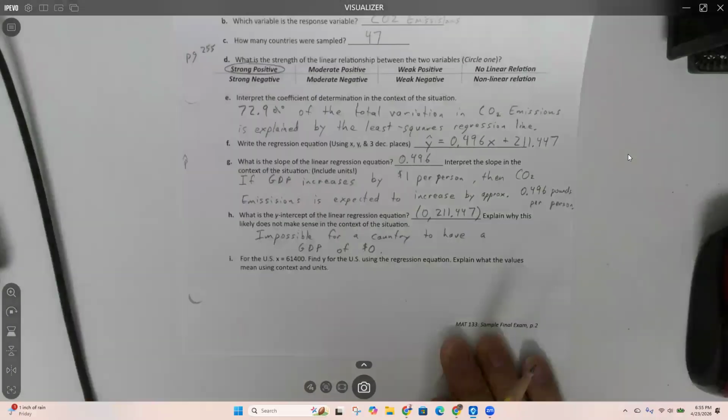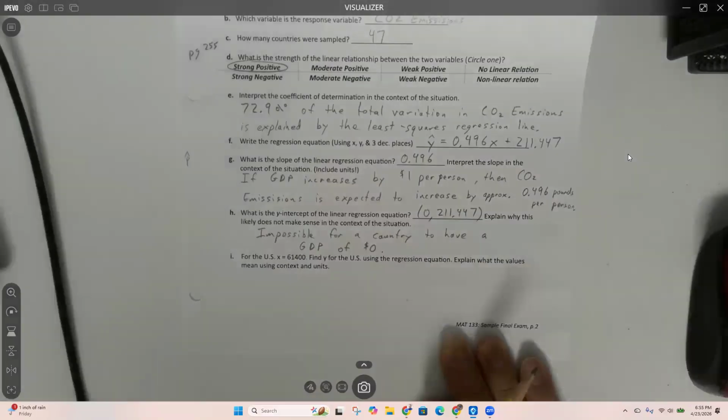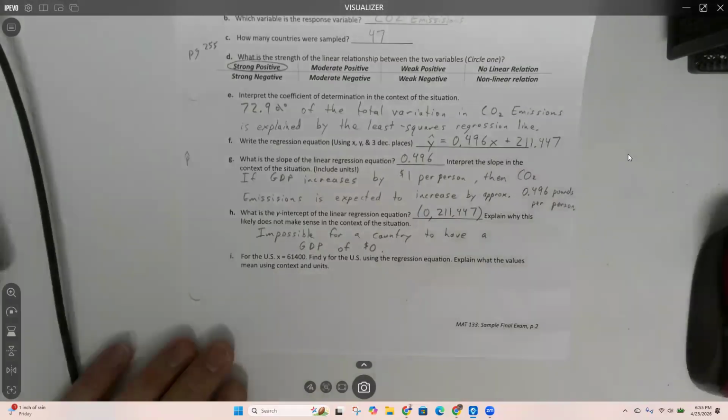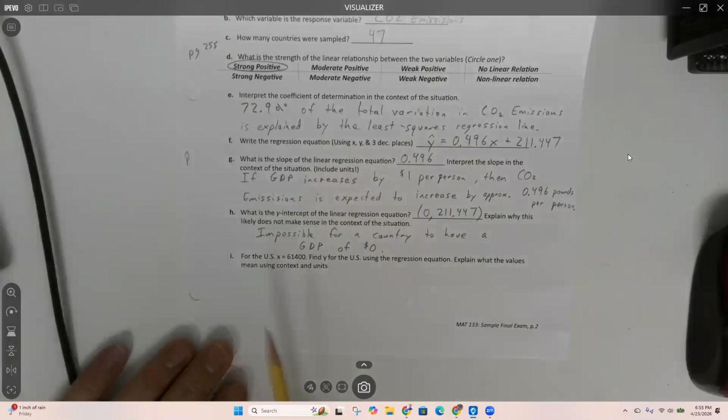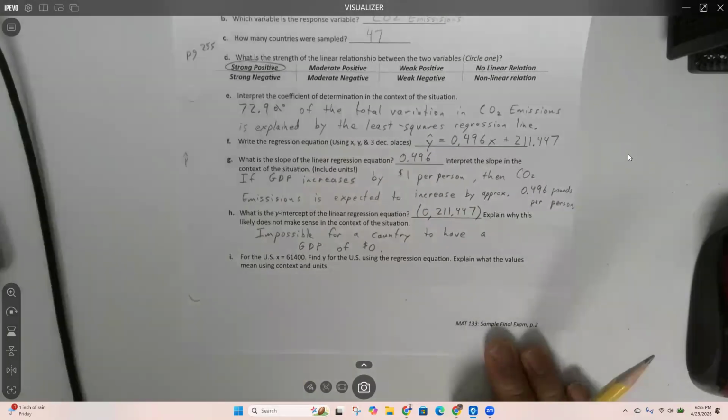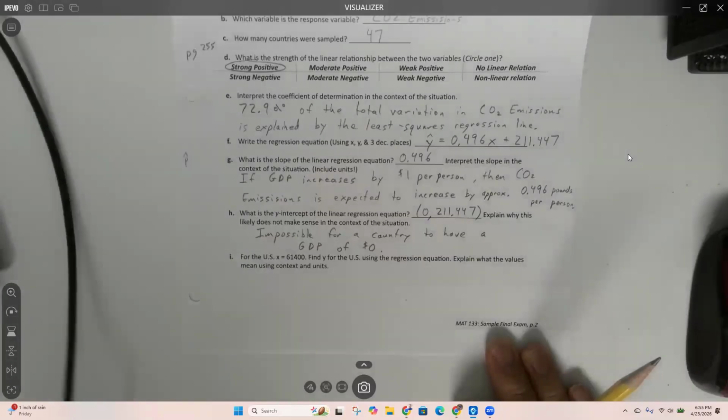Why does that matter? It is possible for a person to have a GDP of zero because, like, a baby isn't producing anything. But it's impossible for a whole country to have a GDP of zero. That means that every single person in that country has to be sitting around lazy, doing nothing. That can't happen.